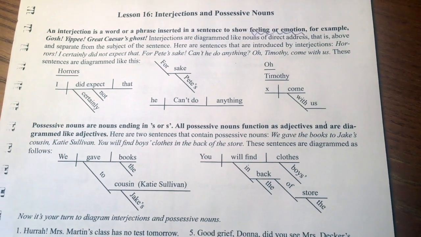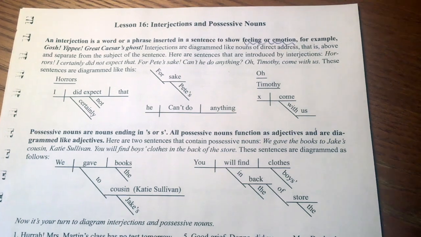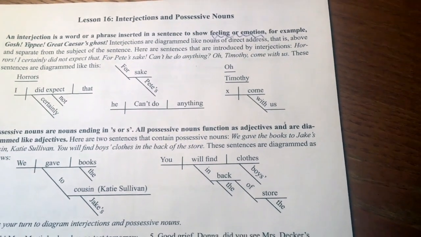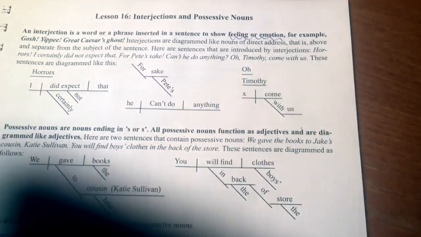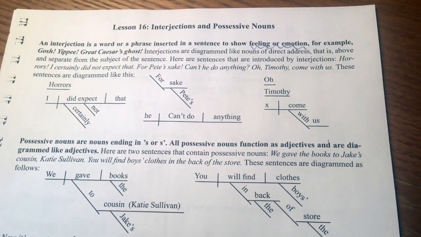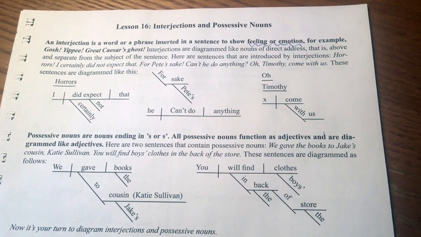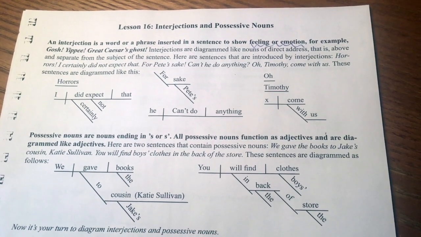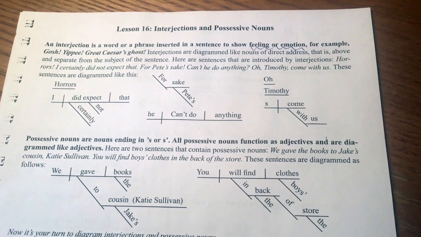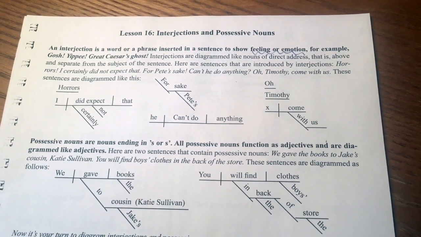For example, they list here, gosh, yippee, great Caesar's ghost, horrors, for Pete's sake, oh, Timothy, in which oh would be the interjection. Timothy would be the direct address. Now, if we look at this, we know that they're kind of separated from the sentence. They're not related. They're kind of extra little additions to the sentence. So when we diagram them, just like direct address, we put them at the top of the sentence.